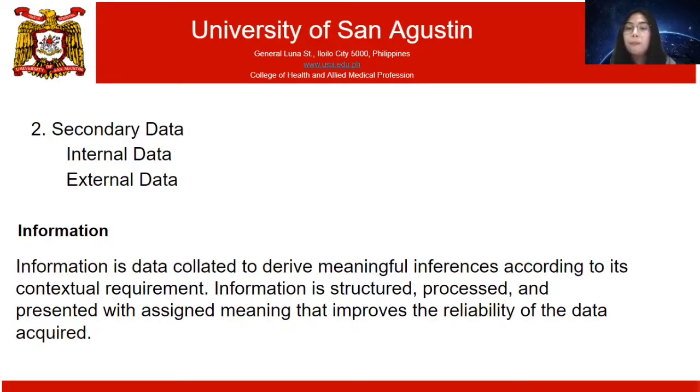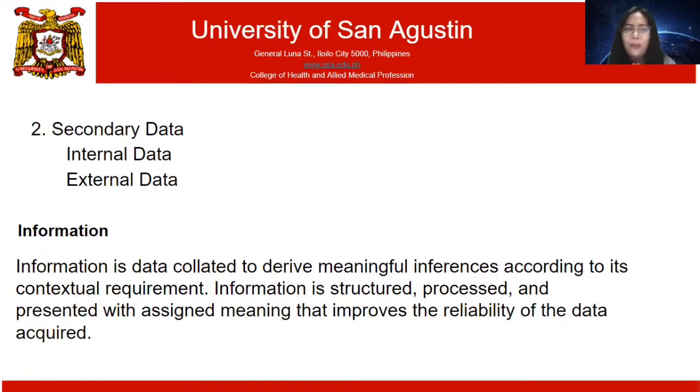Let's go back. The two types of data are the primary data and the secondary data. Under the primary data, we have the qualitative data and the quantitative data. And under the secondary data, we have the internal data and the external data. And now let's proceed to the information.